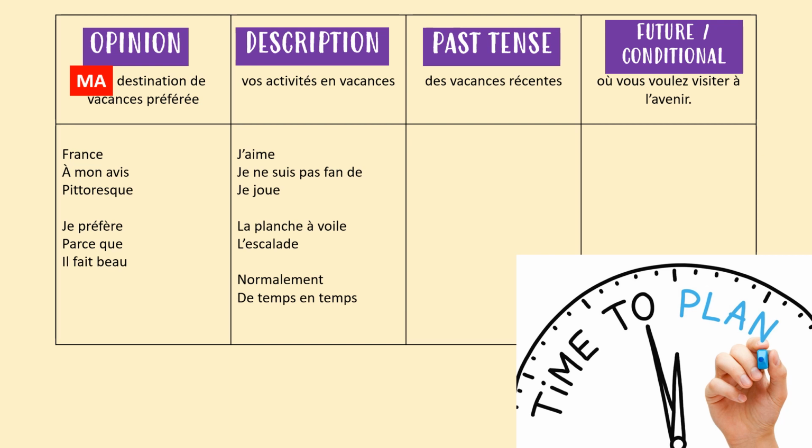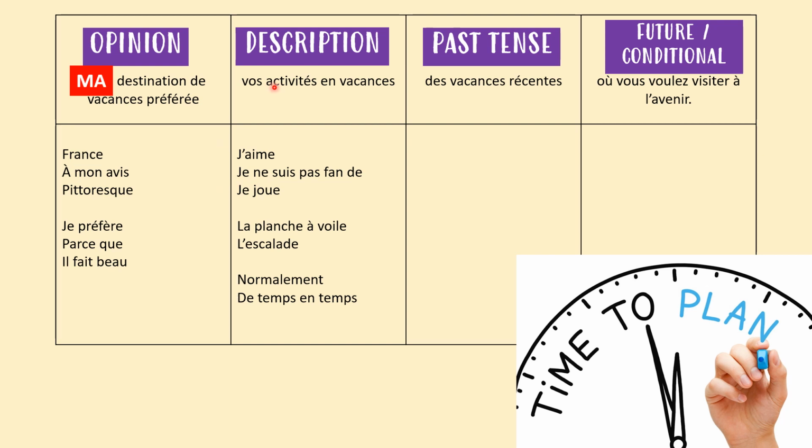Next, we're going to come on to our description. So we want to be able to use some present tense verbs. So I've just made a few lists. So j'aime. And instead of je n'aime pas, I've put je ne suis pas fan de, just because I want to make my language a little bit more interesting. And present tense, je joue. So I've got 3 present tense verbs. One is in the negative to make things a little bit more different.